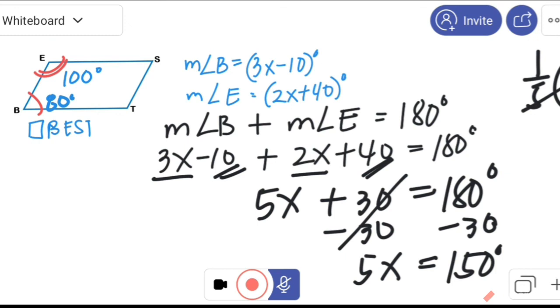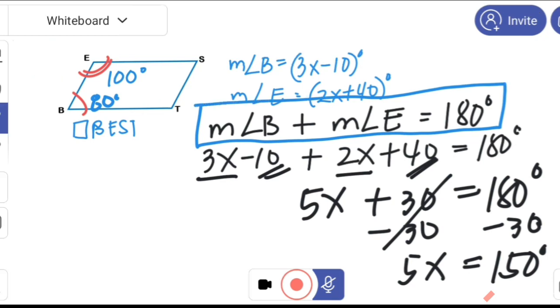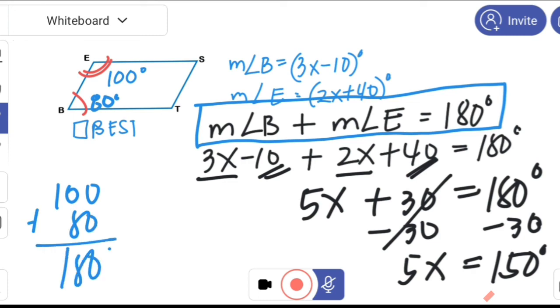Let us check from our equation a while ago. 100 plus 80 is 180 degrees. Therefore, the two angles B and E are supplementary. Therefore, our answer is correct.